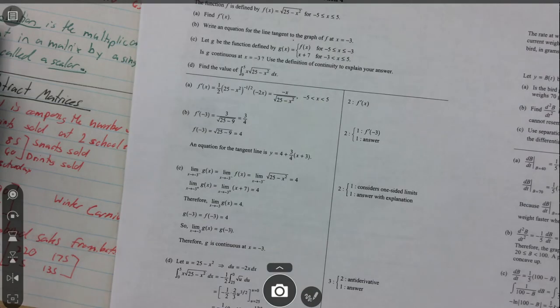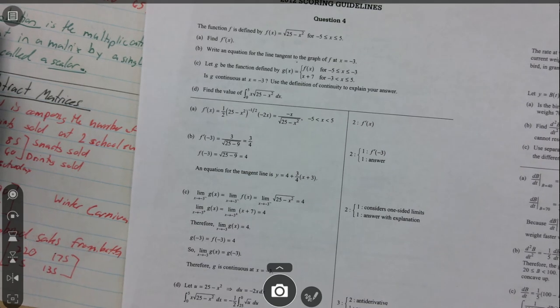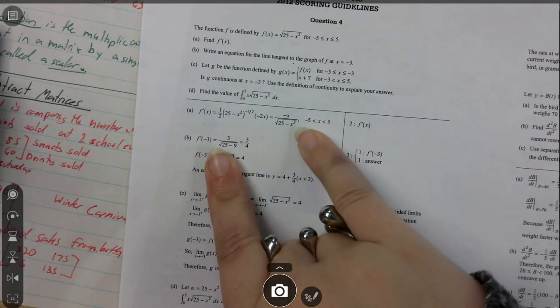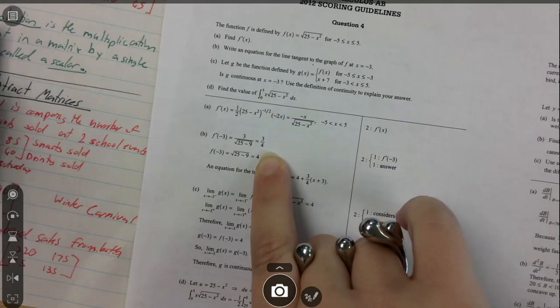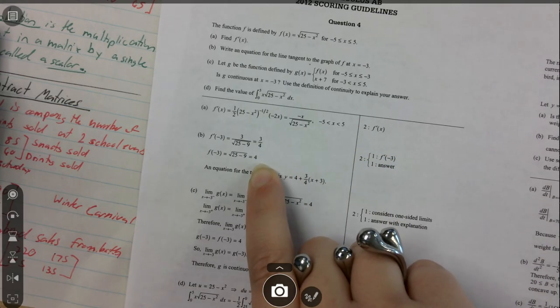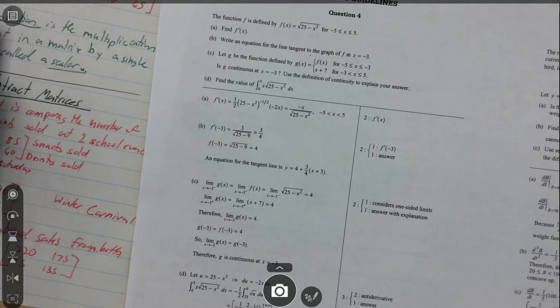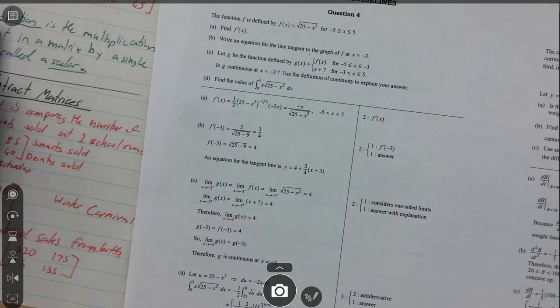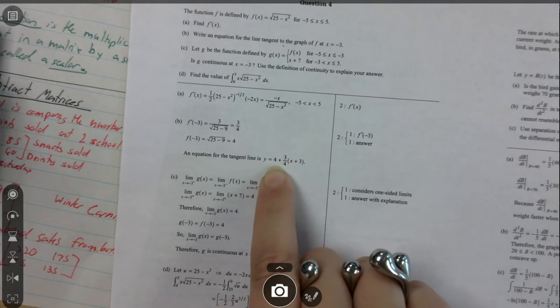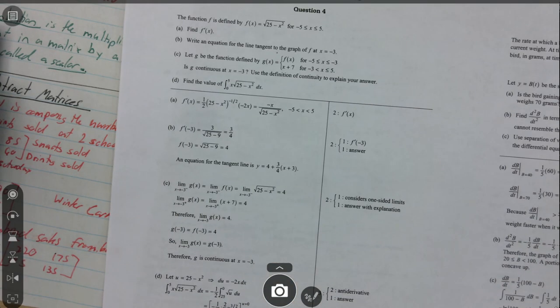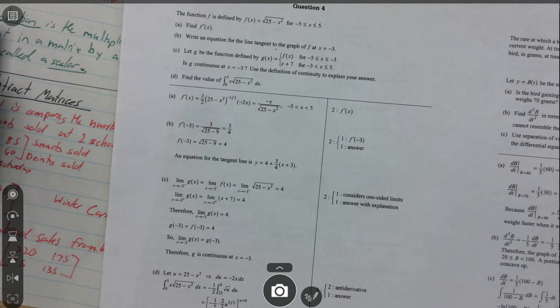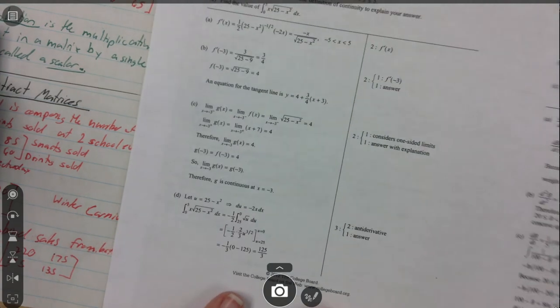Yeah. Okay. Write an equation for a line tangent to the graph of f at x equals -3. So put in -3 to our f prime, and we get 3 over 4. So that's our write an equation. Okay, that's when we get our equation. 4 goes out front plus 3/4 times x plus 3. Cool. Been a long time since I've done an equation for a tangent line.